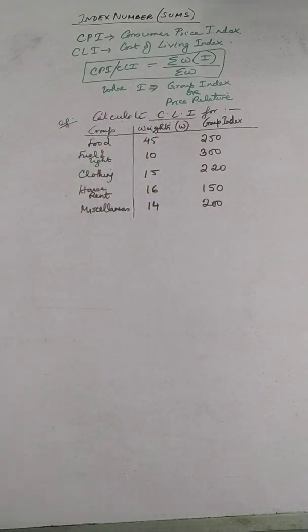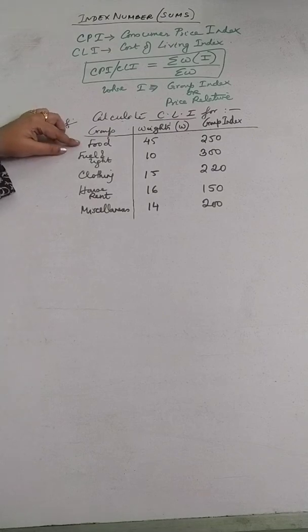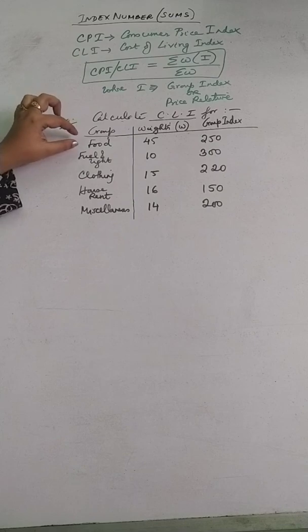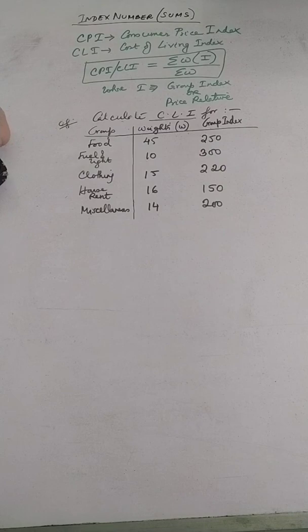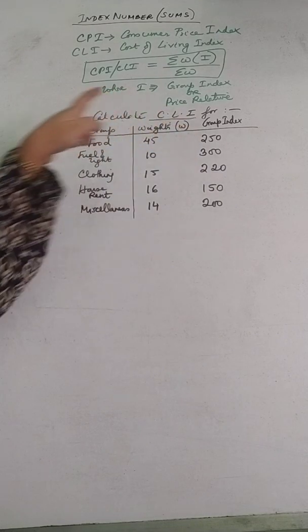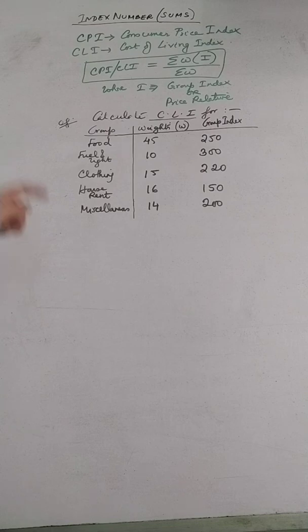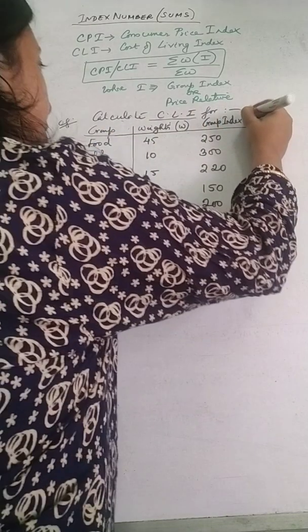Group index is given. Why are we saying group index? Because food itself is a group, it's not a commodity as such. For different items under food, individual price relatives have been calculated and the index number has been calculated. That is why for food, the index number obtained is a group index number, and that has been written over here. Similarly for fuel and light, clothing, house rent, miscellaneous. So what is given? W is given, and I is also given according to this formula. Group index I is given.